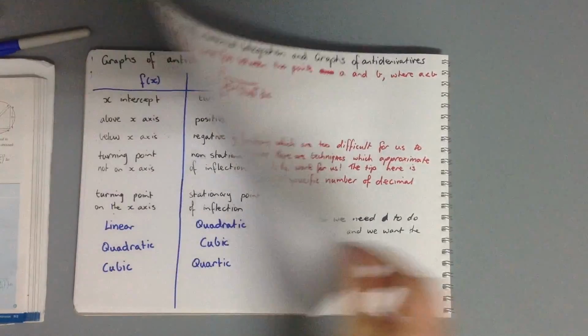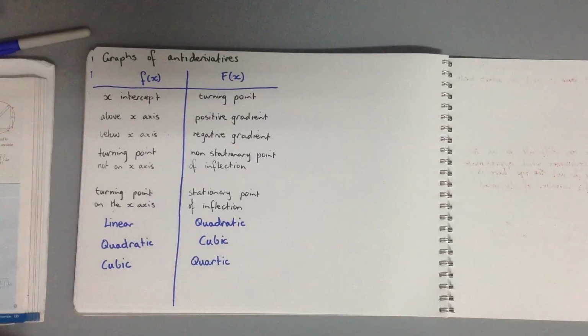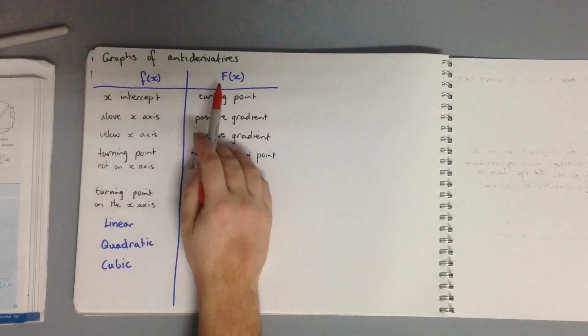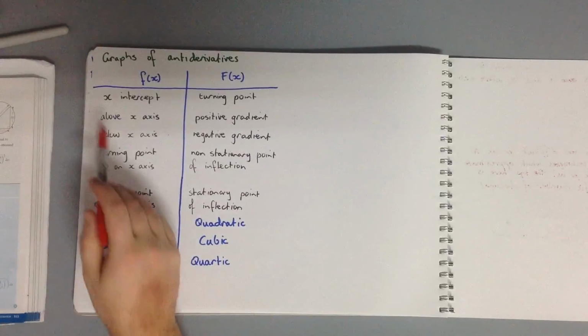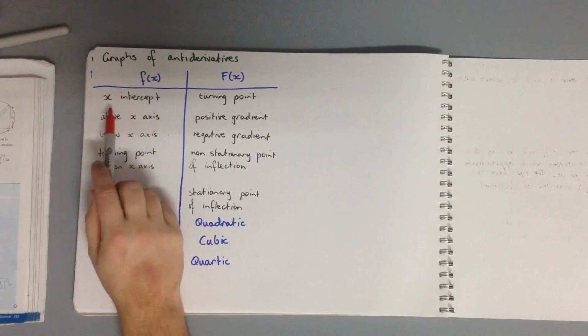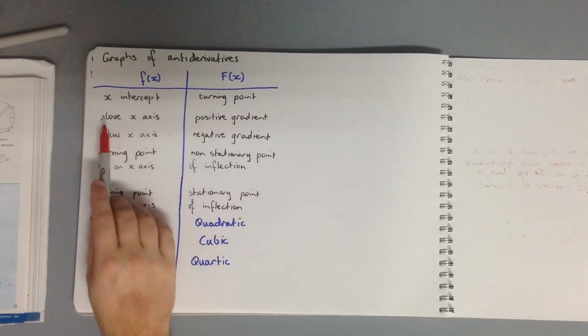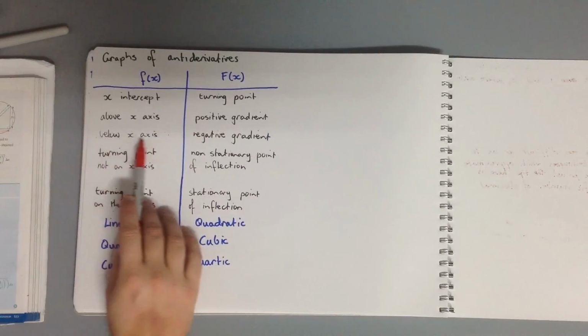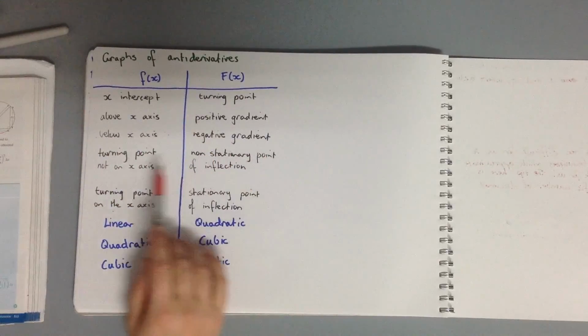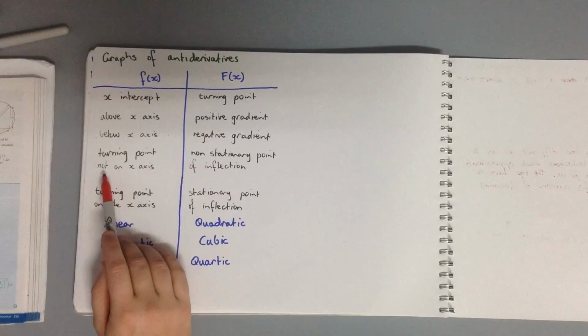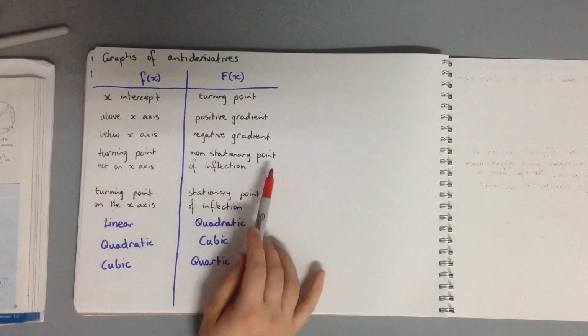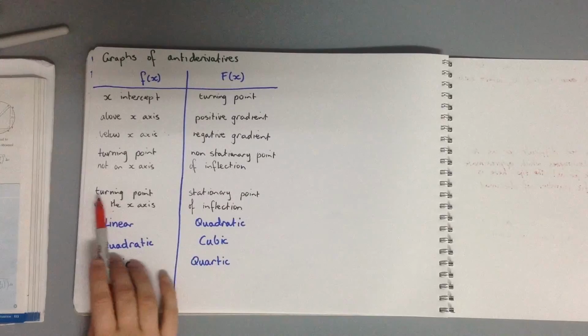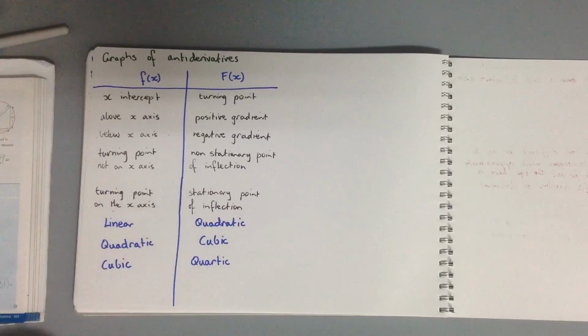Okay. When we start talking about graphs of antiderivatives, this is something that shouldn't be completely new to us. We should have seen some of this in maths methods at some stage. Remember, capital F of x is our antiderivative. So if our original function has an x-intercept, it will be a turning point for our antiderivative. Whenever it's above the x-axis, that means our antiderivative will have a positive gradient, or if we're below the x-axis, it'll have a negative gradient. A turning point that's not on the x-axis is a non-stationary point of inflection. Our turning point on the x-axis is a stationary point of inflection.